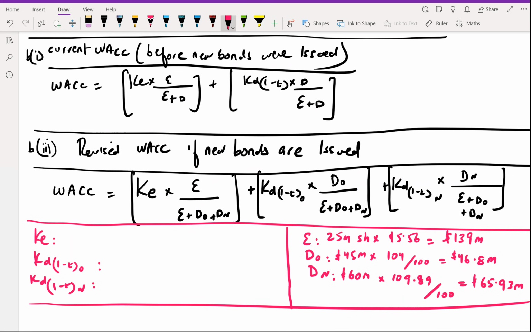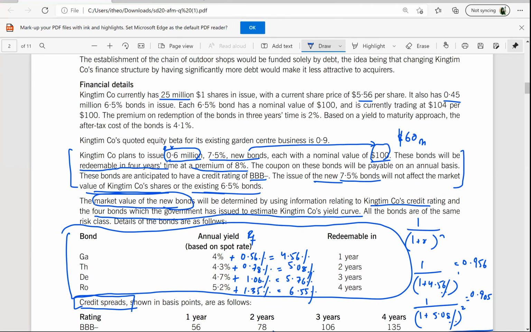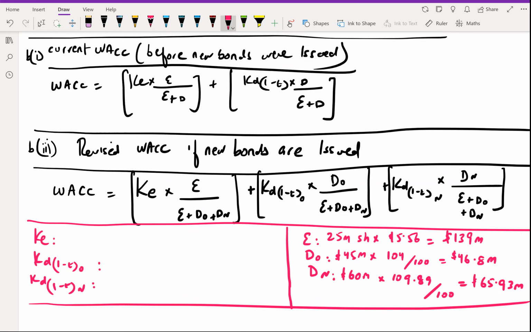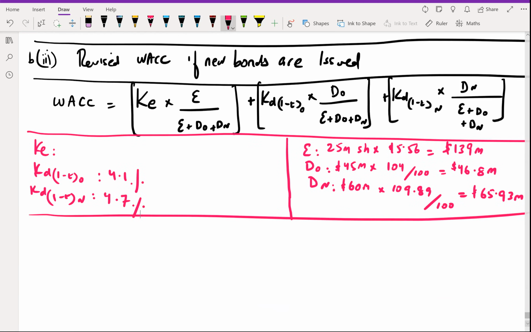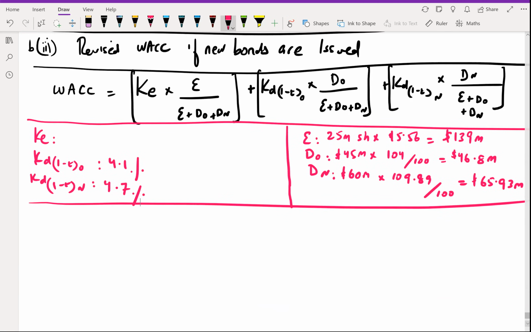Okay. Cost of debt of the old bonds: after-tax cost of debt of the old bonds was 4.1%. And after-tax cost of debt of the new bonds, you have just calculated in the above part, 4.7. So 5 things have been done. I just need KE now. Okay, so I want you to copy these 5 things, and then we will finally find KE, and that would be it for this particular part.